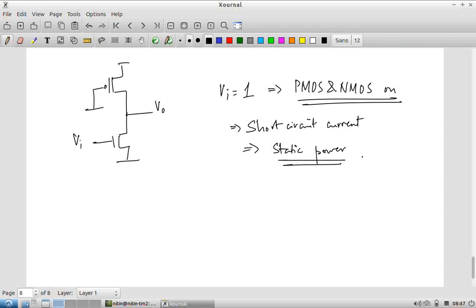Is that bad? Yes. But there may be situations in which that is worthwhile. You might find that the amount of power that you are dissipating is small enough that it is acceptable for your circuit. And there are other considerations such as the area or whatever other requirements that you have, which are better justified by choosing the pseudo NMOS kind of structure.